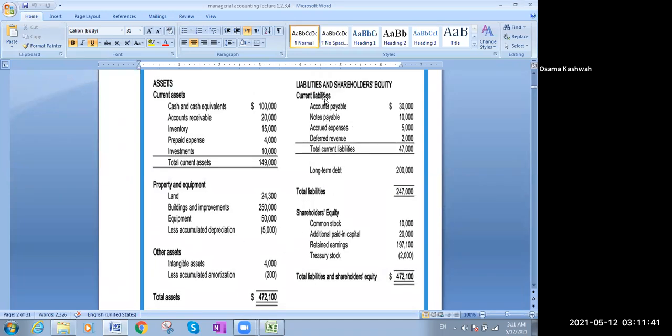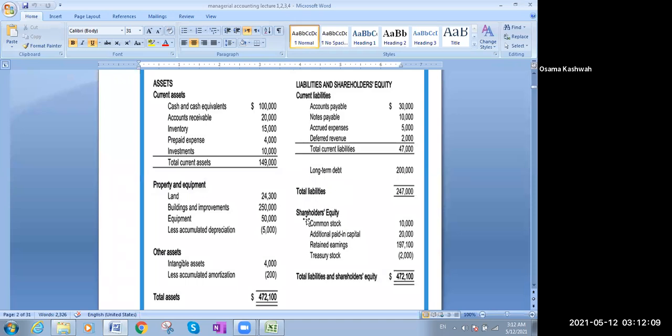Meanwhile, on the side of the liabilities, we have the current liabilities like account payable, notes payable, accrued expenses, and deferred revenues. Those all make 30,000 plus 10,000 plus 5,000 plus 2,000, which comes to 47,000. Also, we add to them the long-term debts, which is $200,000. Then that will be the total liabilities.